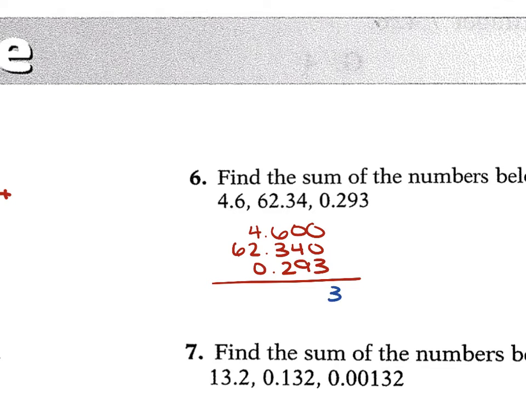So we're going to have 3. 9 plus 4 is 13. The 6 and 1 is 7, plus 3 is 10, plus 2 is 12. Put your decimal point down. 1 plus 4 plus 2 is 7, and then the 6 goes down as well.